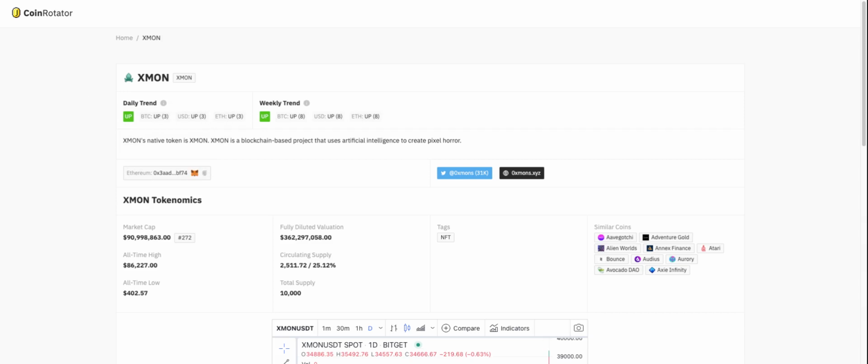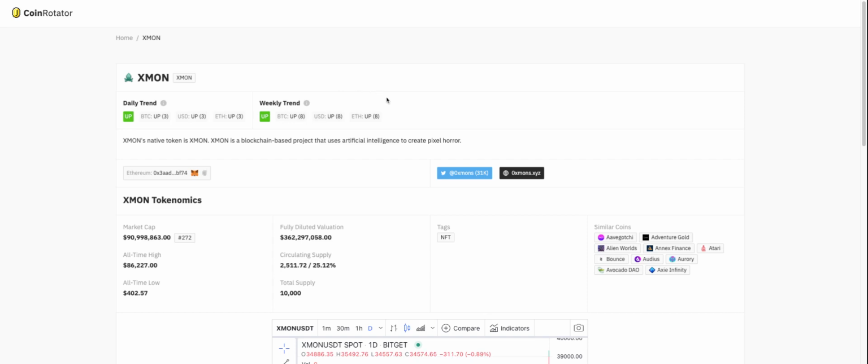The number in parentheses refers to how many days a coin has been in that condition. So, in order for a signal to be issued, all three of them need to be in an uptrend. As you can see, XMON is a very fresh signal. It's only 3 days up, and the weekly trend is about 2 months up. So this is actually a very strong signal and tends to perform quite well.